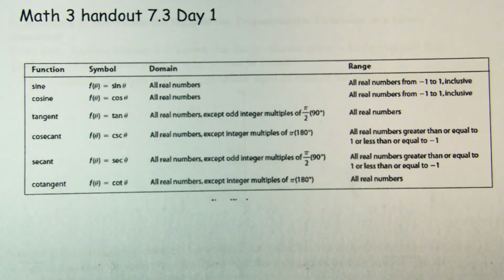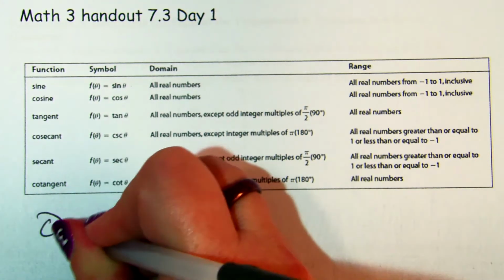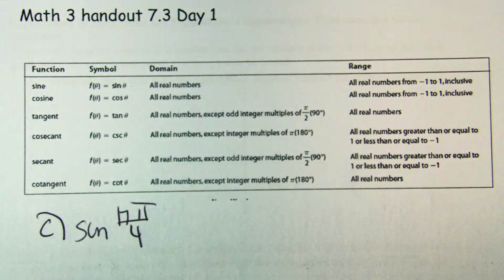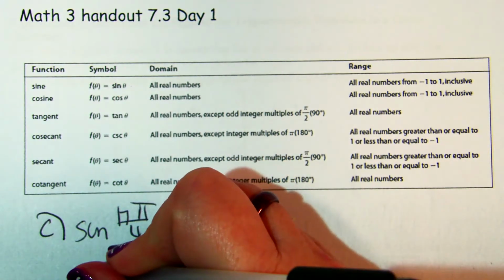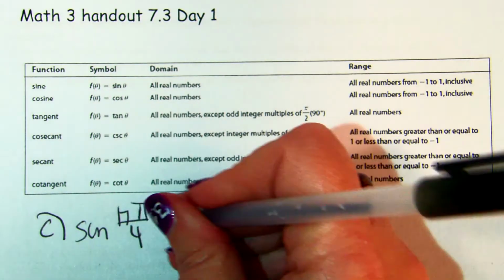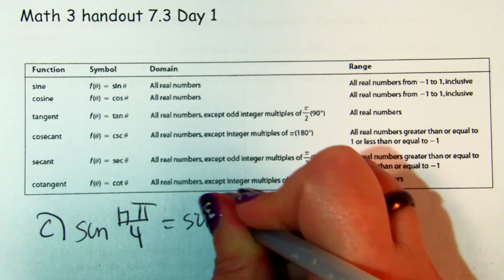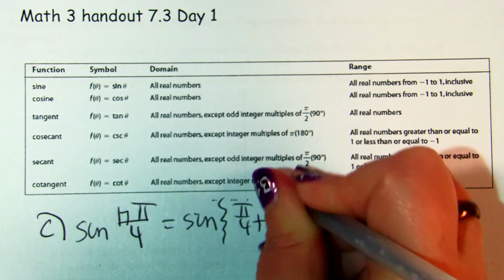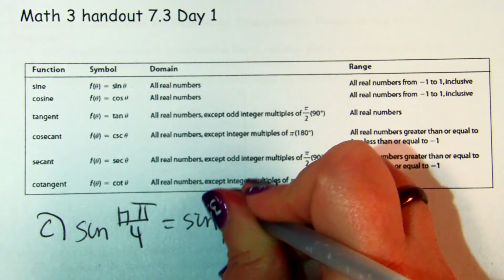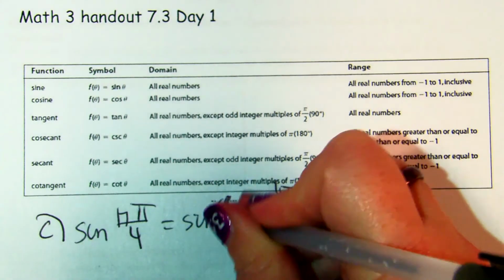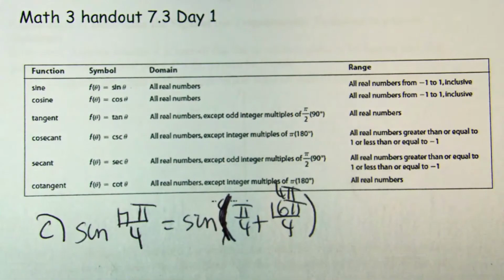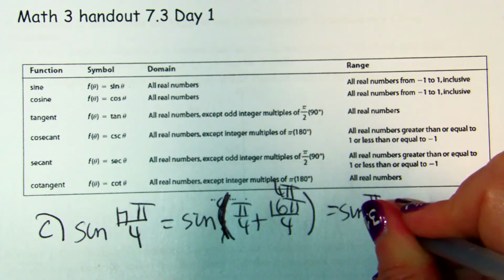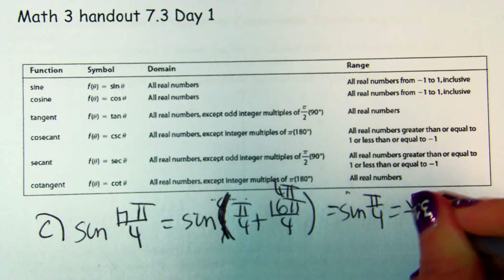I gave you this paper, which summarizes what we talked about at the beginning. And we're going to do some more problems. We're going to do sine of 17 pi over 4. That's equal to sine of pi over 4 plus 16 pi over 4, which is 4 pi, which is a multiple of 2 pi, which is the period of the function. That's equal to sine of pi over 4. And you should know that the sine of pi over 4 is root 2 over 2.